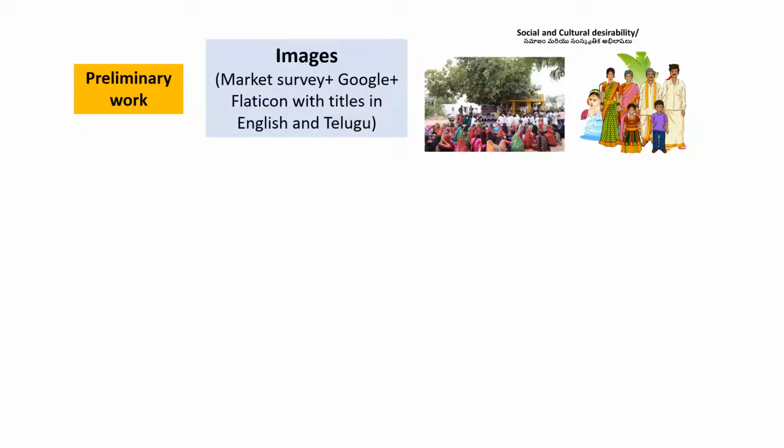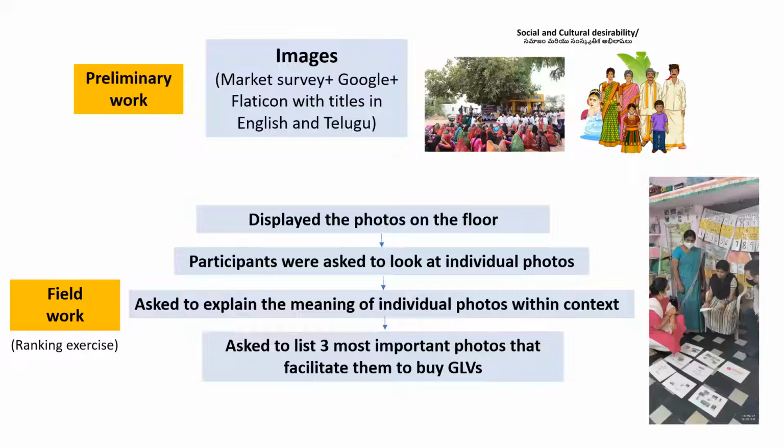For this purpose, we took images from Google, Flaticon, and also market survey images. We wrote relevant titles over the photographs in English and Telugu. In the field, we took 9 photographs and displayed them on the floor, and the participants were asked to look at individual photos and explain the meaning of each photo within the context. If they had correctly answered within the context, we continued with the procedure.